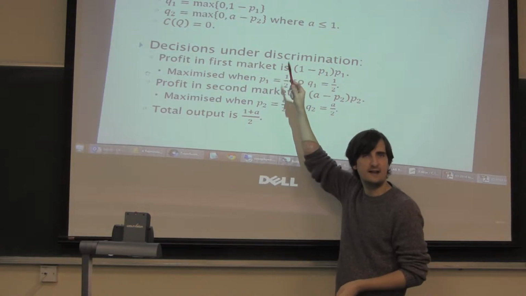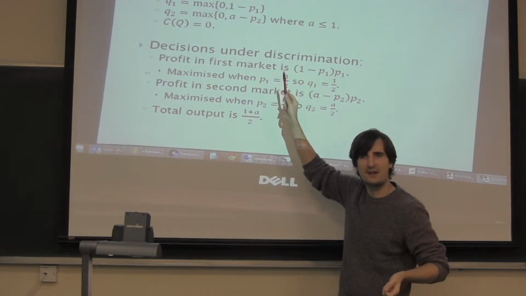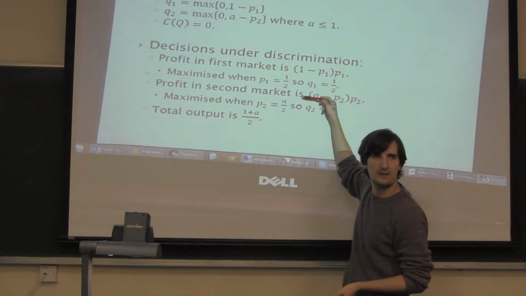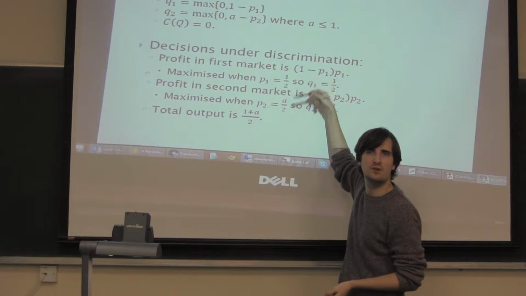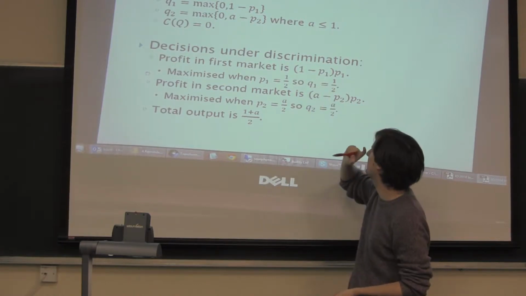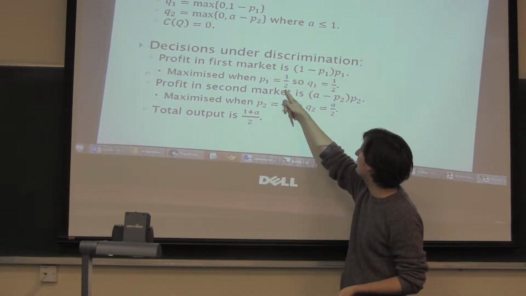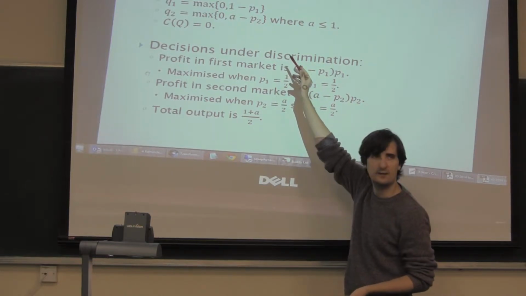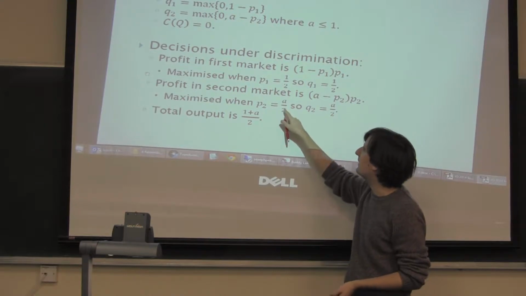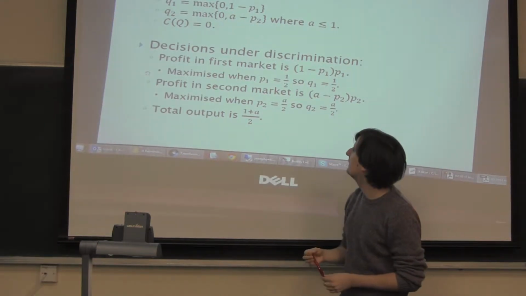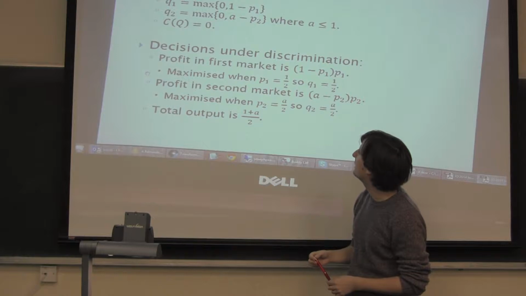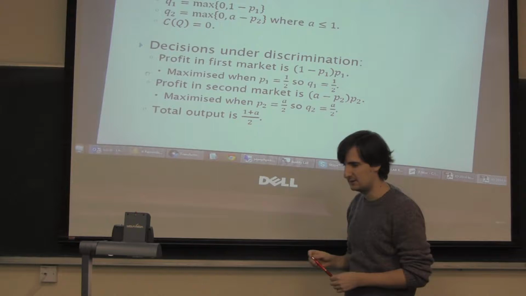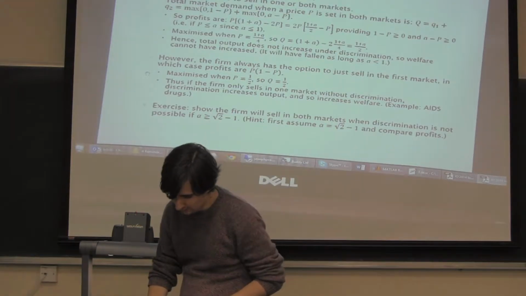So effectively, it's acting as two different monopolists. It maximises profits from selling to the first type, it maximises profits from selling to the second type, and the two problems are independent under discrimination. So under discrimination P1 is a half selling to the high types, and P2 is A over 2 selling to the low types. So the total output was the sum of these quantities, 1 plus A over 2.